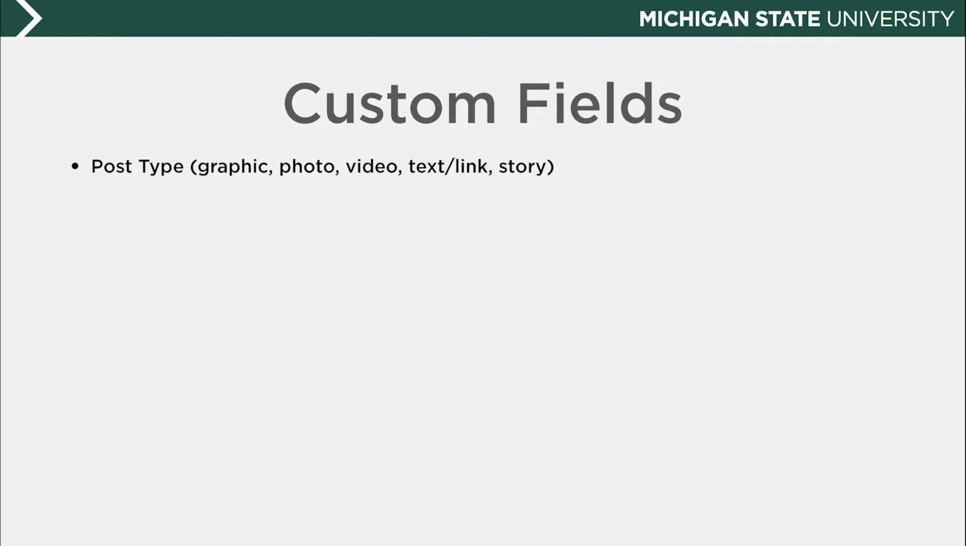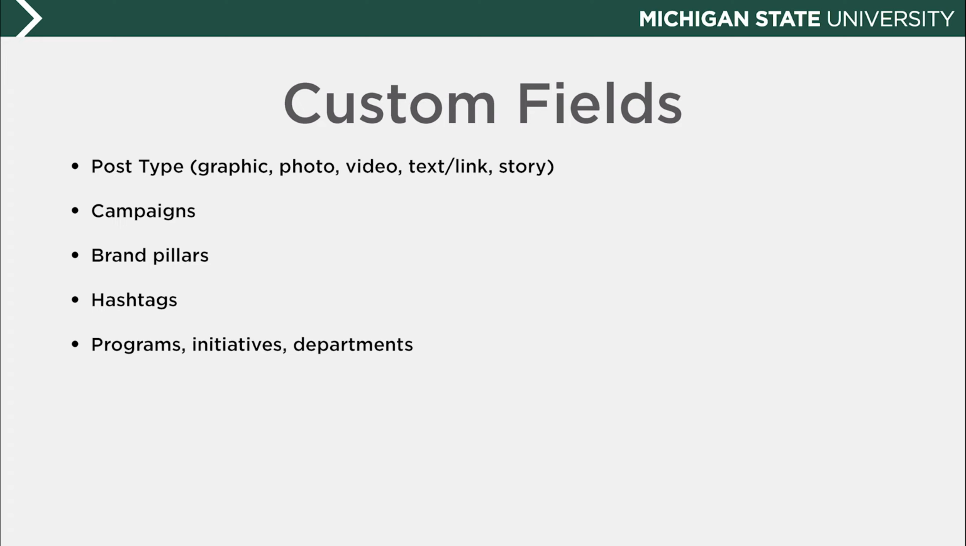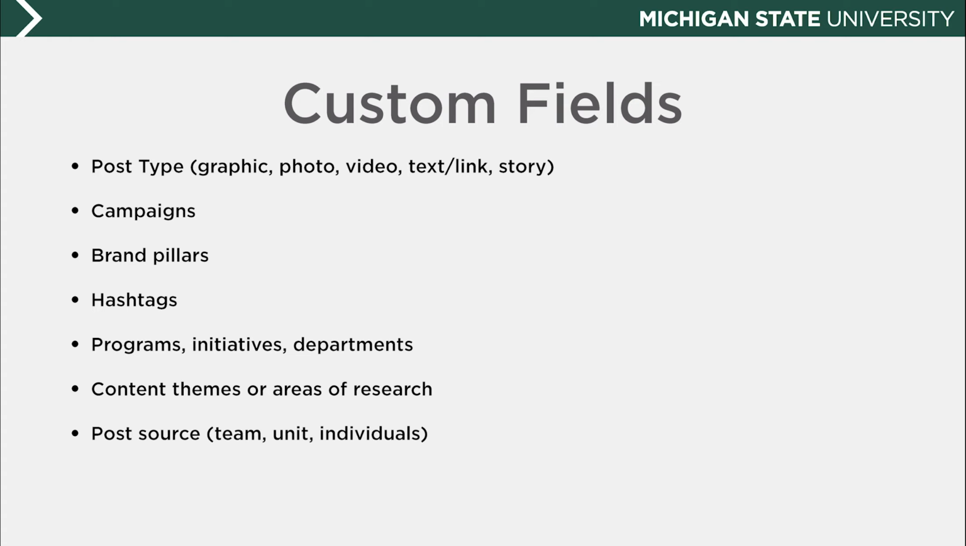You might choose to do this by post type, so noting if it's a graphic or photo, video, link, or a story. You might bundle things into campaigns, or we use brand pillars in our shop, but that would be like a content category. You could track which hashtags you use, different programs, initiatives, or departments that are under your umbrella, content themes or areas of research, where you got the content, which could be useful if you're trying to make the case for budget and knowing whether you need interns, that sort of thing.